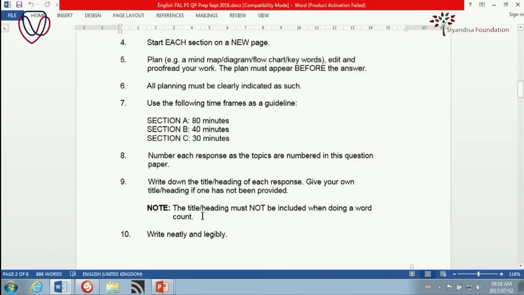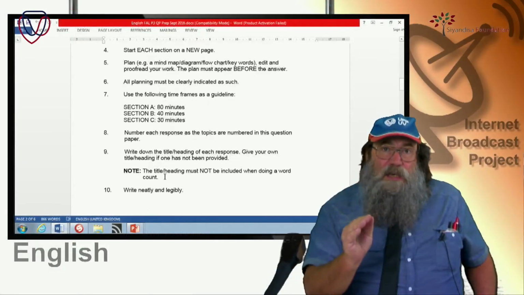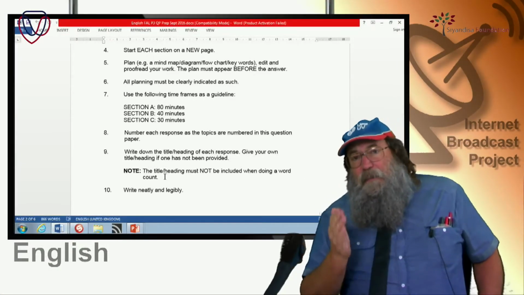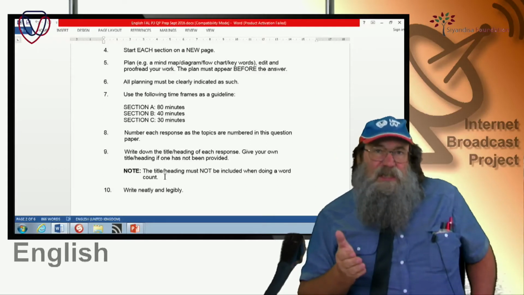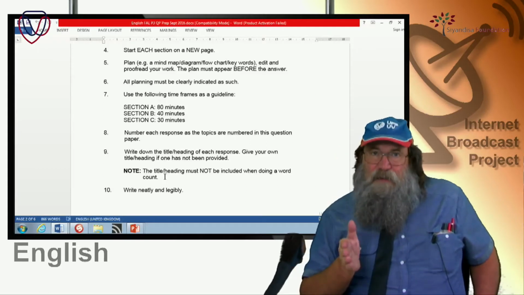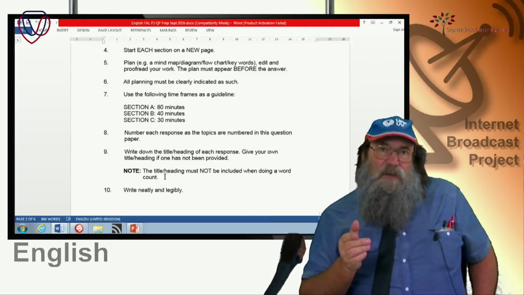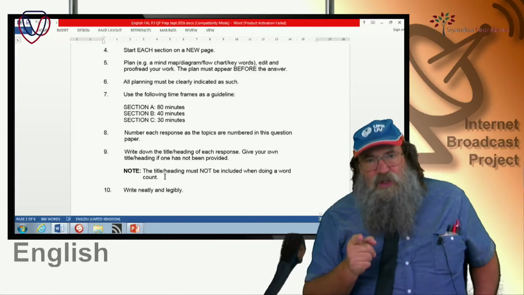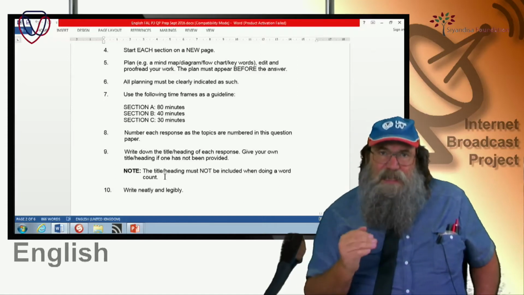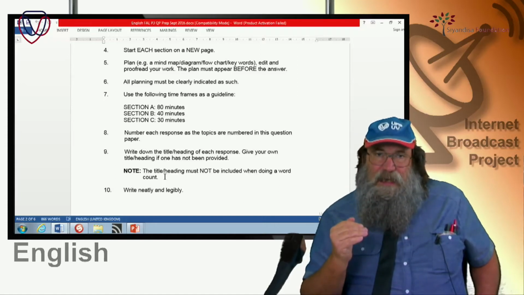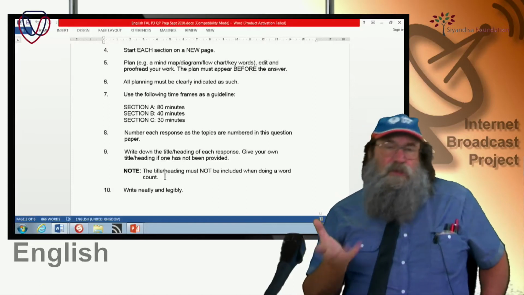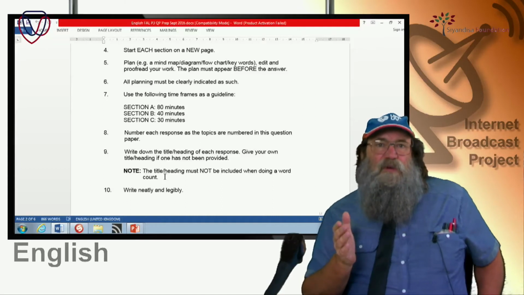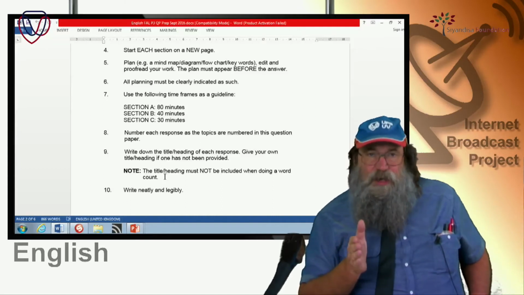Do word counts. Please, please, please, I cannot stress this enough. The purpose of the word count is not for the marker. The purpose of the word count is so that you can ensure that you have not gone over the maximum limit. Now, you're in grade 12, you're writing an FAL paper. The word limit for an essay is 300.